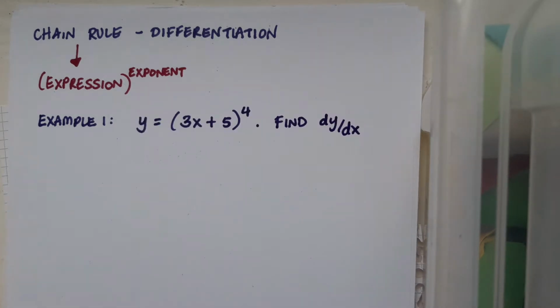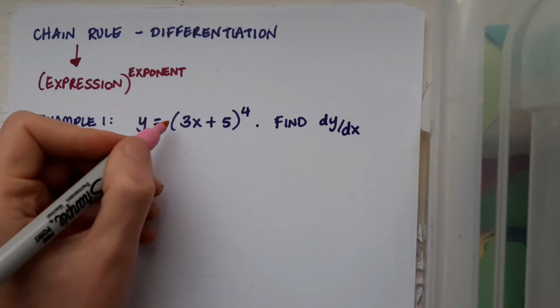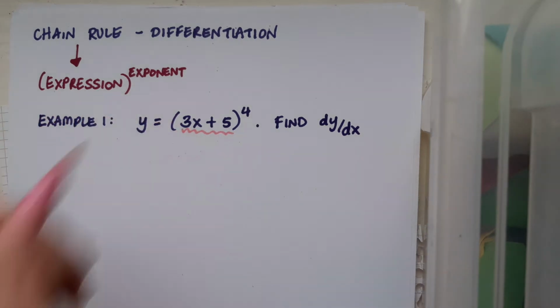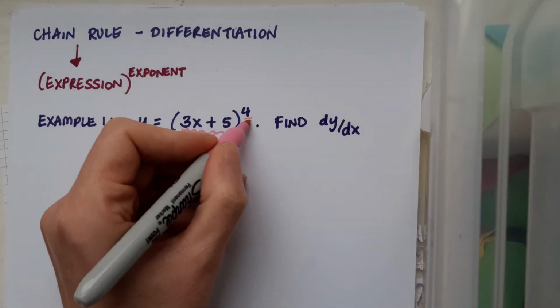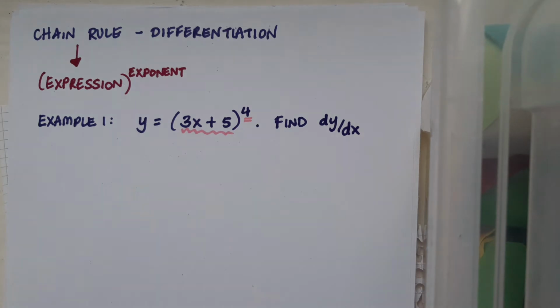So in this case, I'm given y equals (3x plus 5) to the power of 4, and I want to find dy dx. Okay, so how do I recognize that it's chain rule? Well, I've got an expression inside in brackets here, and I've got a power on that expression. So how do I differentiate?